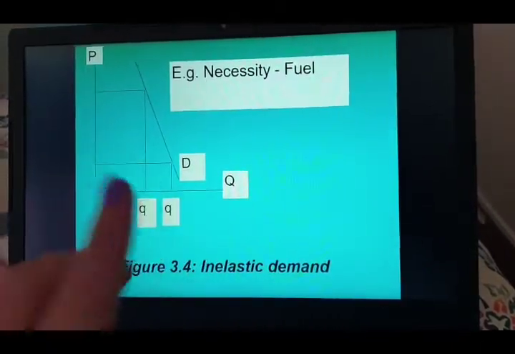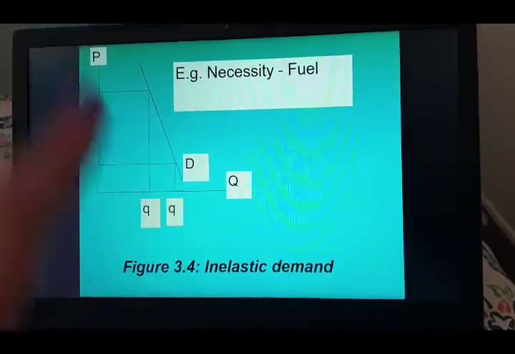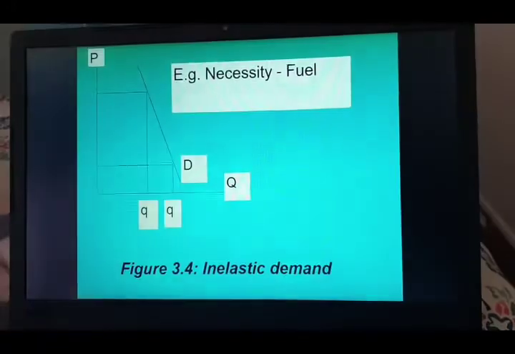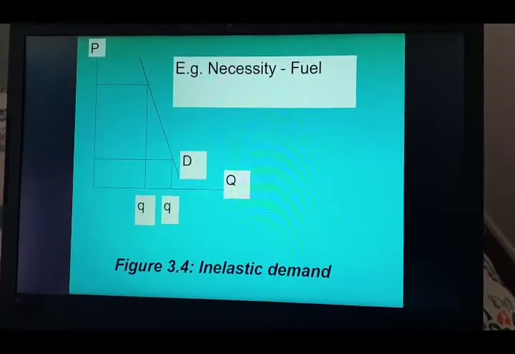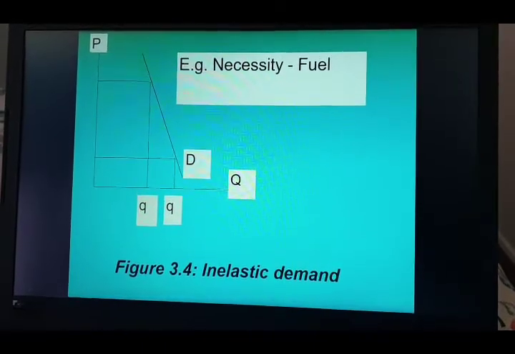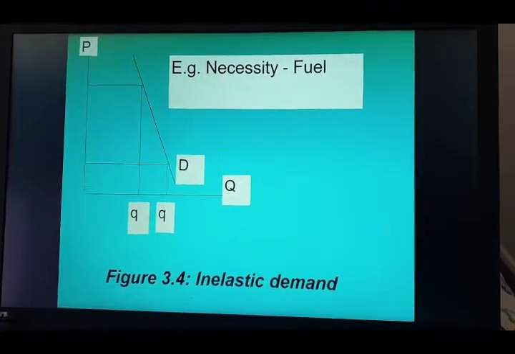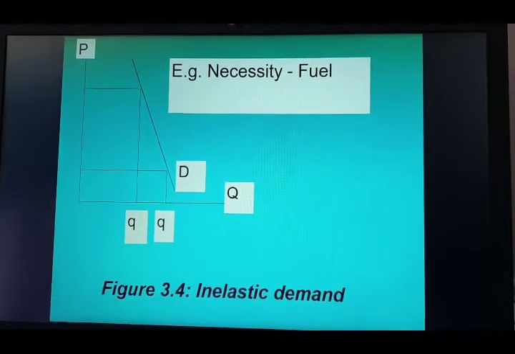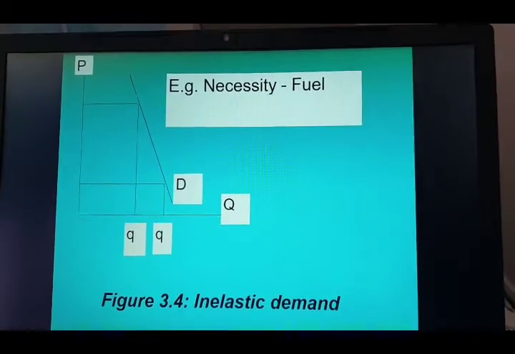Remember, whenever you draw this graph, it's just a basic graph. All you have to indicate is your price and your quantity, and obviously your demand curve. For example, a necessity like fuel means if there's an increase in the price of fuel, the demand is not going to decrease that much. Some people might say, I'm rather going to use my bicycle, or I'm just not going to drive that much, or I will get a lift from somebody, but the rest is still going to put fuel in their car because it's basically also a necessity.